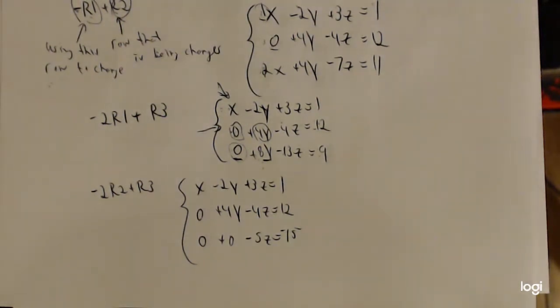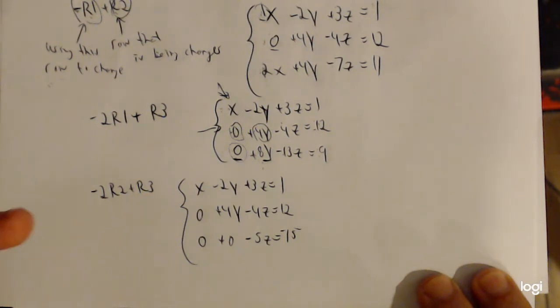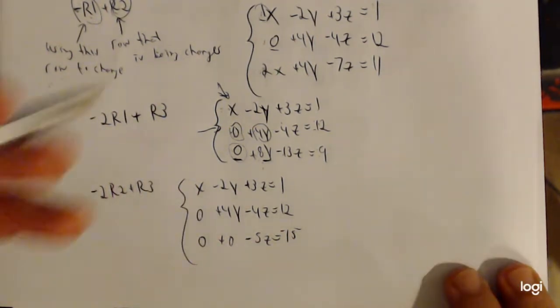Okay, now what do you notice? We got the 3 zeros that we desired. Now we could easily solve for this to finish our Gaussian elimination. So what do we know?